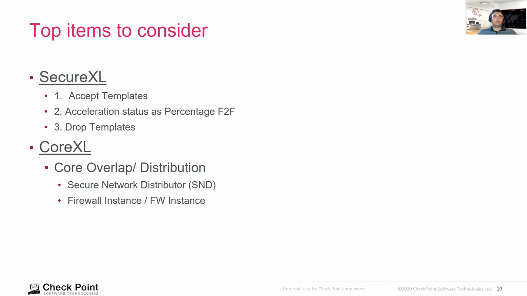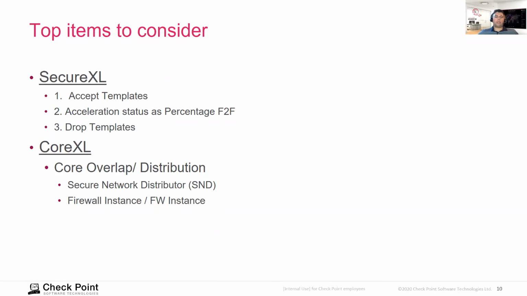And then the percentage of acceleration as part of the forward to firewall means how well is the SecureXL working? Is it working at 5% being forwarded to firewall and not being accelerated, or is it 95% being forwarded to firewall and not accelerated? So items that you can look at under that, there's an SK32578 that highlights what can be accelerated with SecureXL, and then as well, maybe some performance tuning in the rule base. So those are some items to look at with SecureXL.